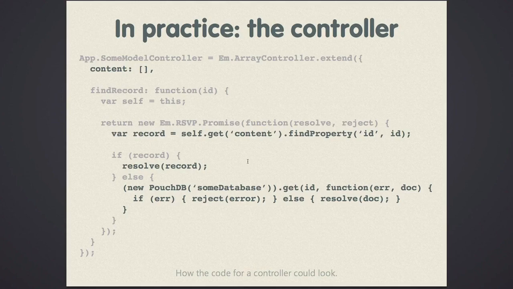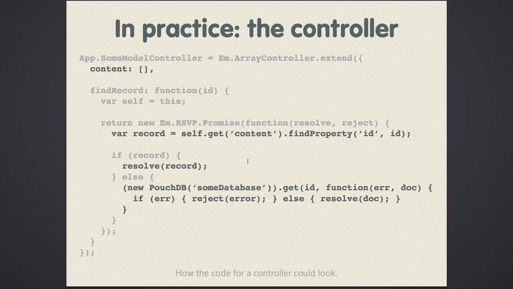As you can see here, the point is that instead of finding records directly via Ember Data, I return a new promise. And what does this do? Well, first of all, it tries to get the record out of the content array up here via the find property. That works great, right? And the ID comes from findRecord. And if that record exists, then just resolve it. That's fine, because then the record is present. If it's not present, then issue a query to PouchDB.